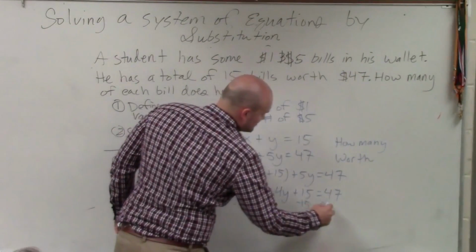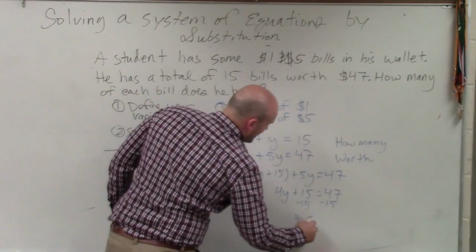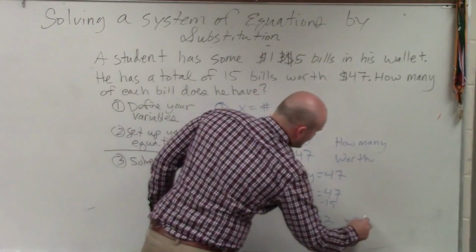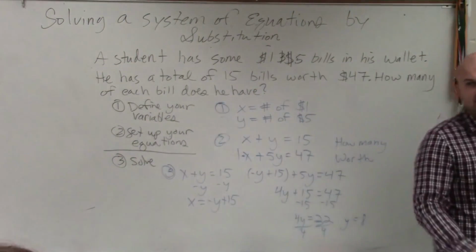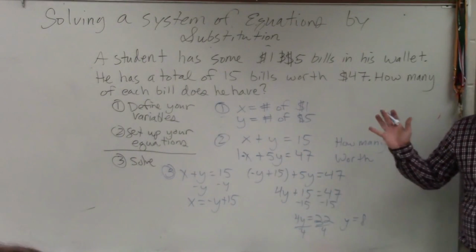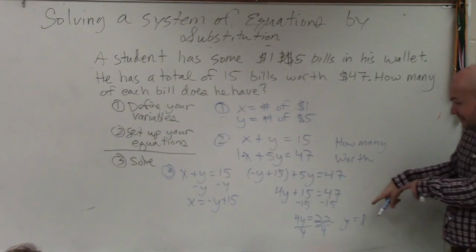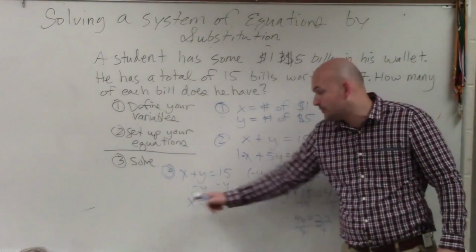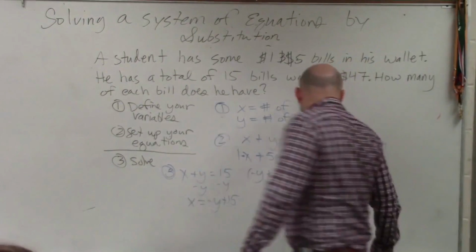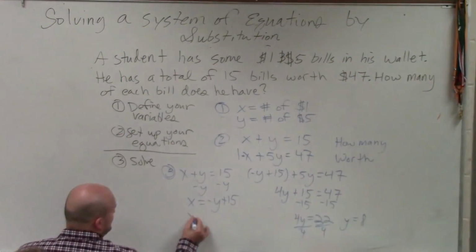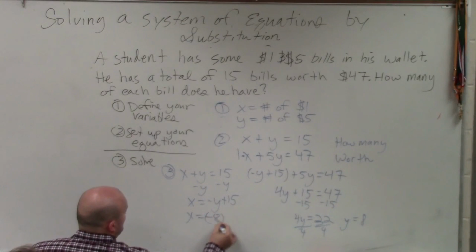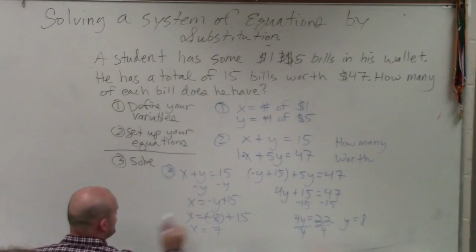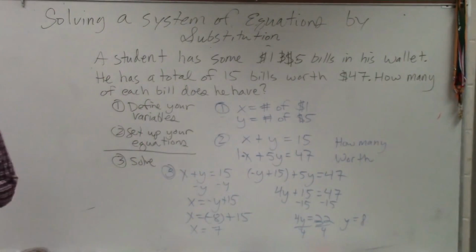Subtract 15, 4y equals 32. Divide by 4, y equals 8. So there were 8 $5 bills. Anybody else get that? Yes? Good? All right, perfect. So now we know how many $5 bills there are. To find out how many $1 bills there are, we have this equation where x is already isolated. So now I'll just take what y is and plug it into this equation. X equals negative 8 plus 15, which is 7. So you have 7 $1 bills.